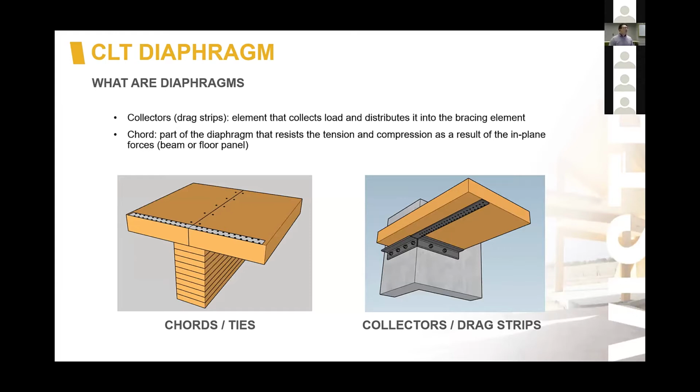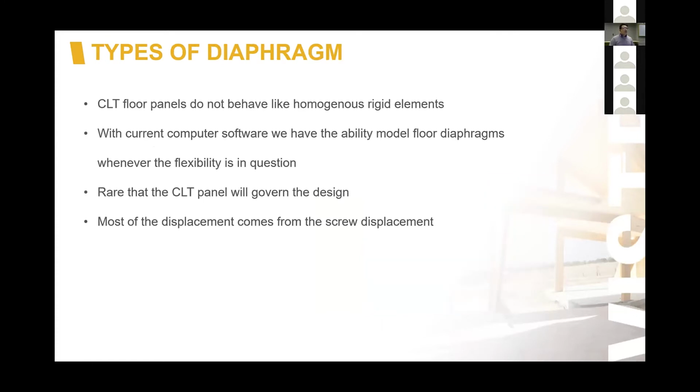So CLT floor plates, they don't behave like a homogeneous rigid element. Now with current software, we have the ability to model floor diaphragms whenever we have a question about floor rigidity. It's pretty rare in a CLT design that the actual panel itself is going to govern the diaphragm design. And most of the strength or most of the displacement issues which are going to occur are going to come through your screw displacement, screw deformity, and just general joint slip.